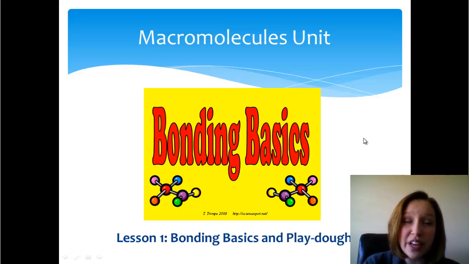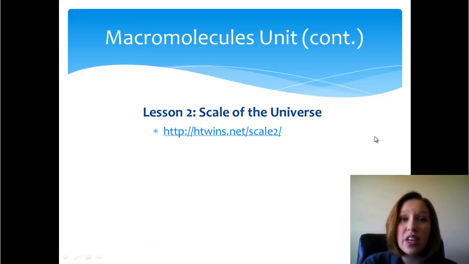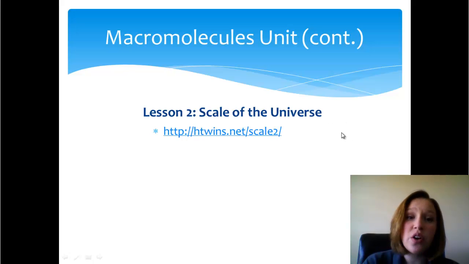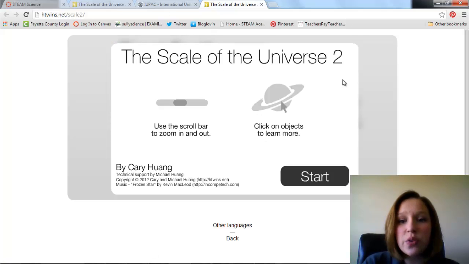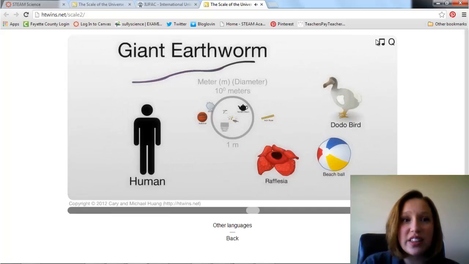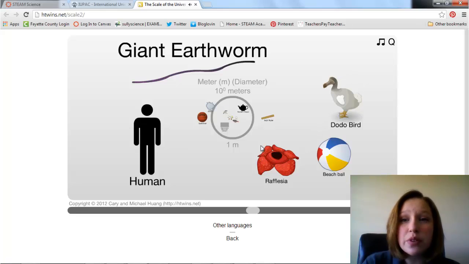All right, so we practiced that with the Play-Doh before. If you weren't there that day, you missed out on some fun, but you can still keep going with us. So, the next thing that we did so far with this part of the unit is we looked at the scale of the universe. With the scale of the universe, we got this fun background music going on, but you were actually able to see why we care about things this small. So here's our human, okay? Here's us, that creepy giant earthworm that we saw.